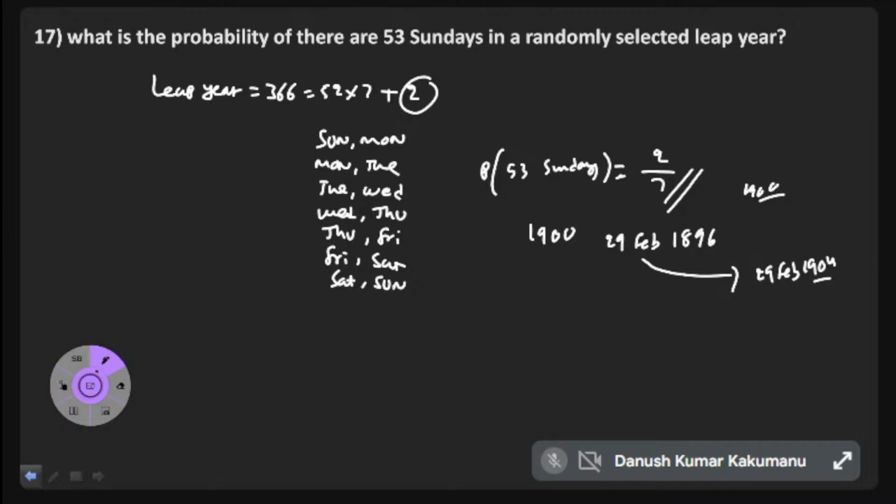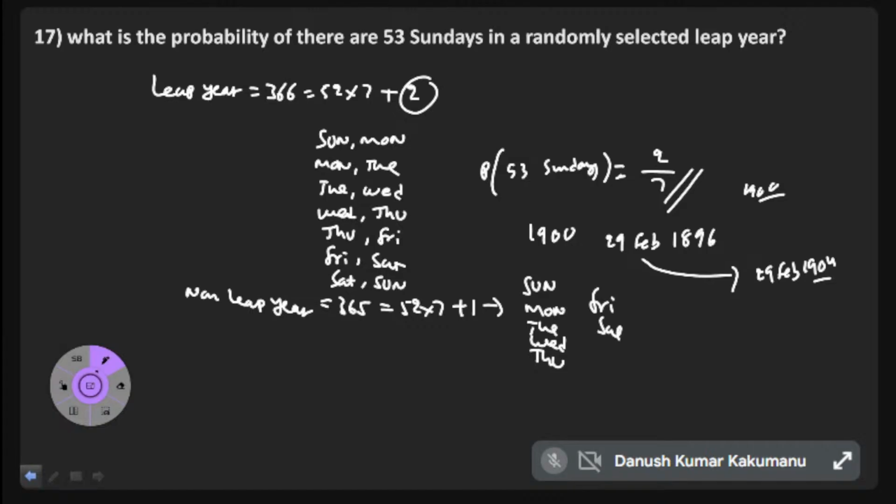Maximum number of years. If it is a non-leap year, how many days? Non-leap year, 365. 52 weeks plus one extra day. This one extra day, how to write? Sunday, Monday, Tuesday, Wednesday, Thursday, Friday, Saturday. So 7, 1 by 7 is the answer. 1 by 7. You are all understanding?